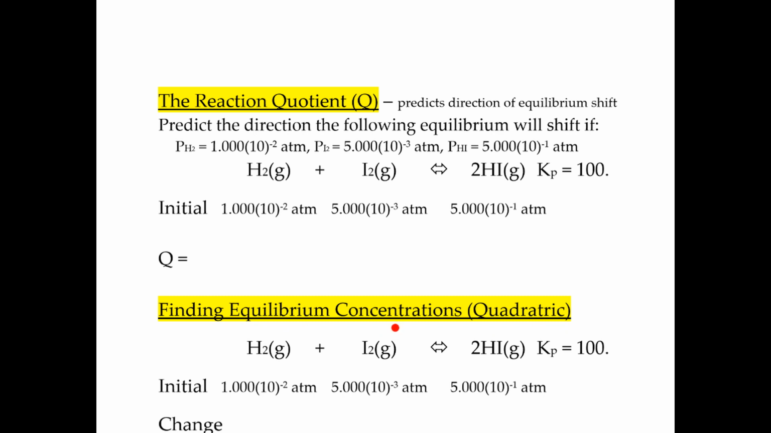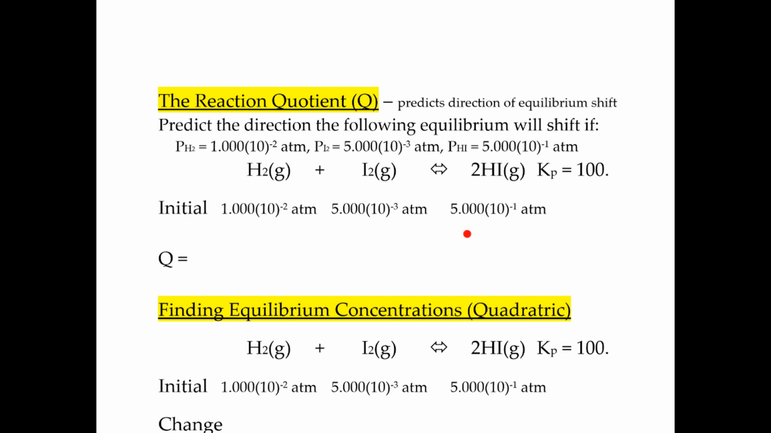So in this problem, I'm giving you an equilibrium of hydrogen, iodine, and hydrogen iodide. I'm telling you the Kp is 100. I'm giving you an initial amount of each of the reactants and products. And the first question is: is this at equilibrium or not?